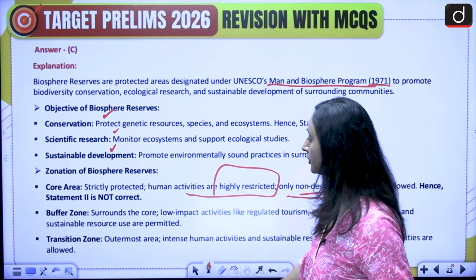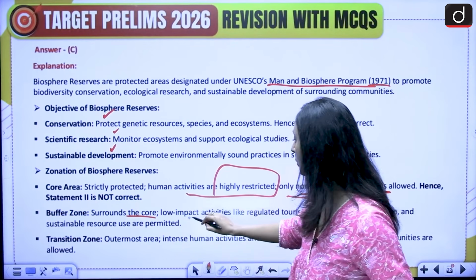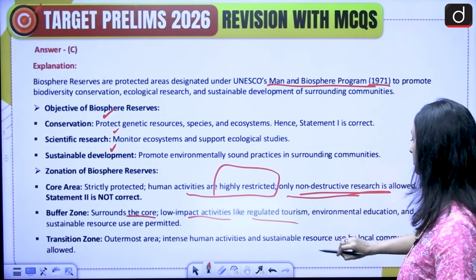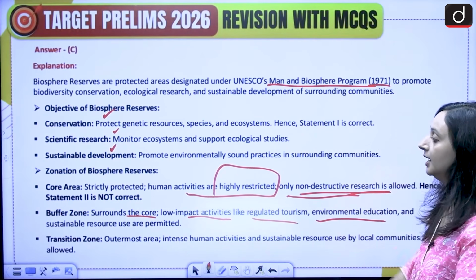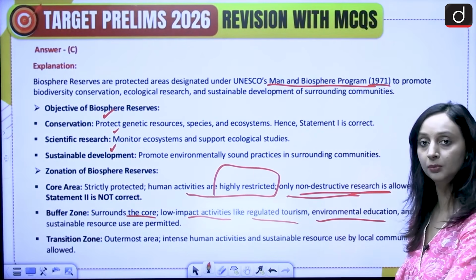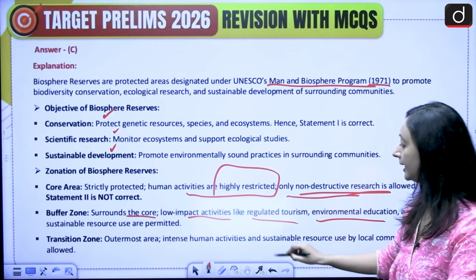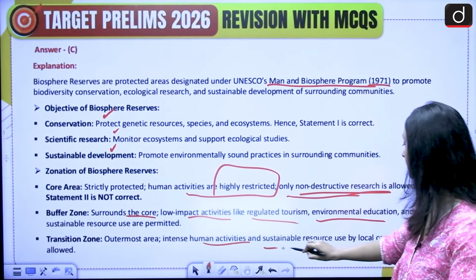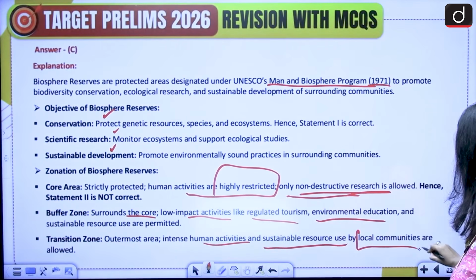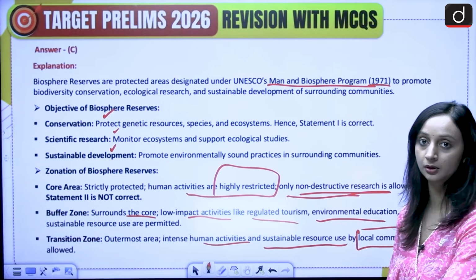No sustainable developmental activities are allowed in the core area. Then the buffer zone, it surrounds the core. So low impact activities like regulated tourism, environmental education and sustainable resource use are permitted. Then we have the transition zone, that is the outermost area. Intense human activities and sustainable resource use by local communities are allowed.